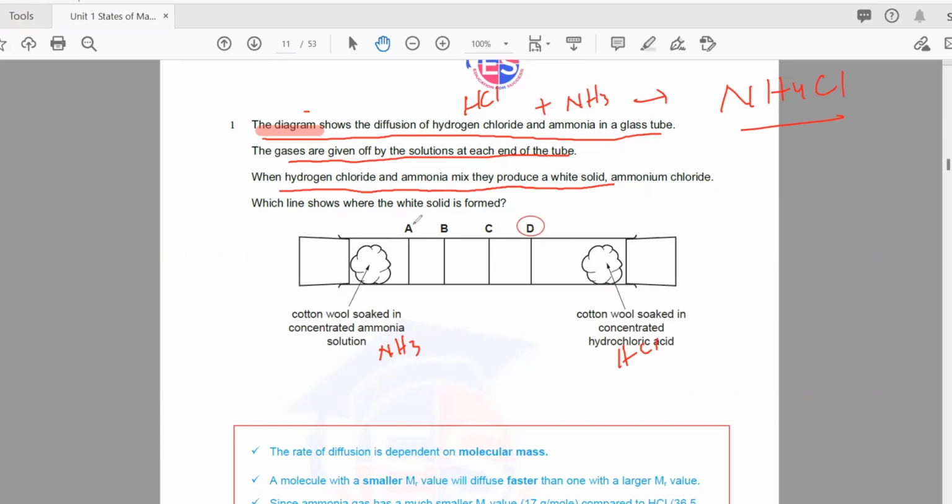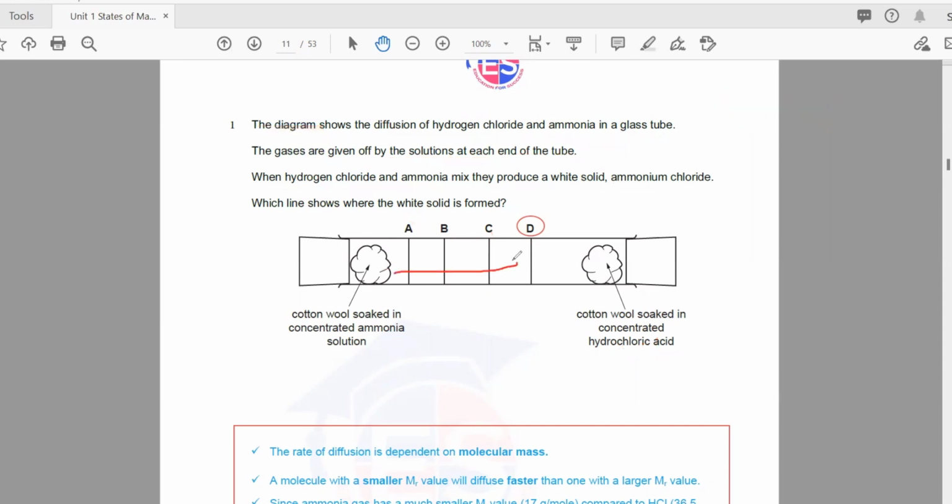Now they're asking where they meet each other. They cannot meet at A, because if they meet at A, it means HCl came till here and ammonia just covered this part. It means HCl is moving faster. No. At B, same, HCl is moving faster. No. C means they moved at the same speed. No. The answer is D. Why? Because ammonia is moving faster than HCl. So this is the right answer. Did you get it?